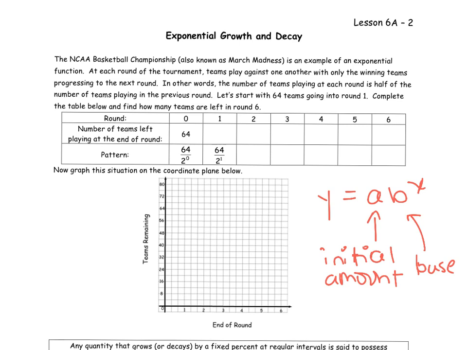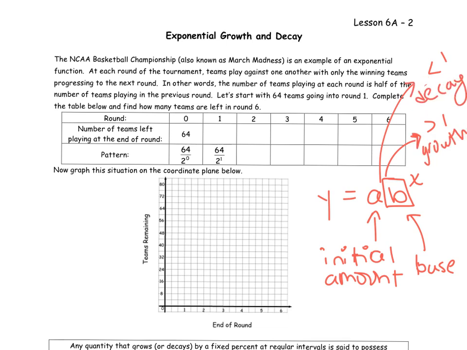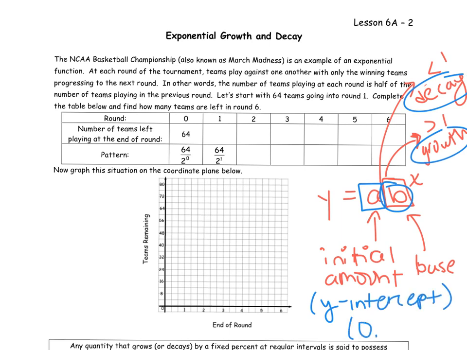Okay, now we talked about how if this value here is greater than 1, it's a growth. And if it's less than 1, it's a decay. All right, very important, we're going to need to know. So if b, again, is greater than 1, we're looking at a growth. If it's less than 1, then we're looking at a decay. And a is that initial amount. We also know that that is representative of the y-intercept. Y-intercept is always written as 0, comma, whatever the y value is. So remember, y-intercept is when x always equals 0.